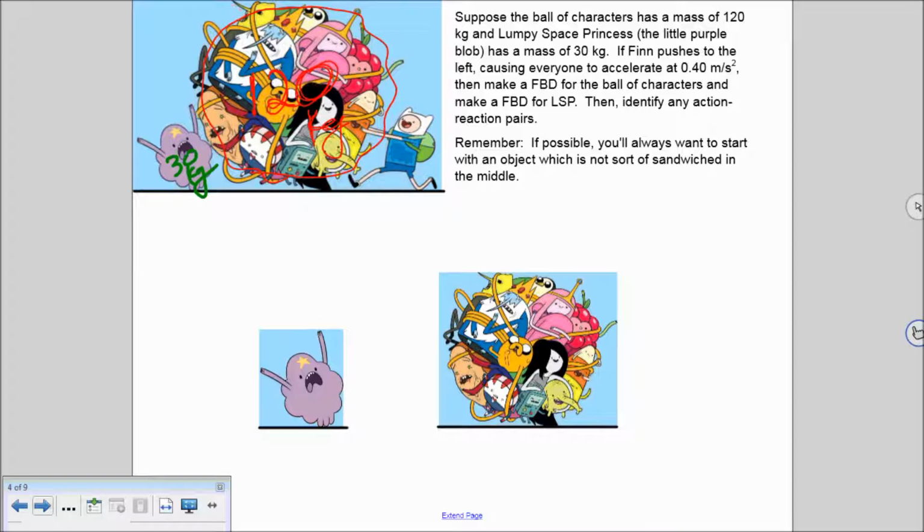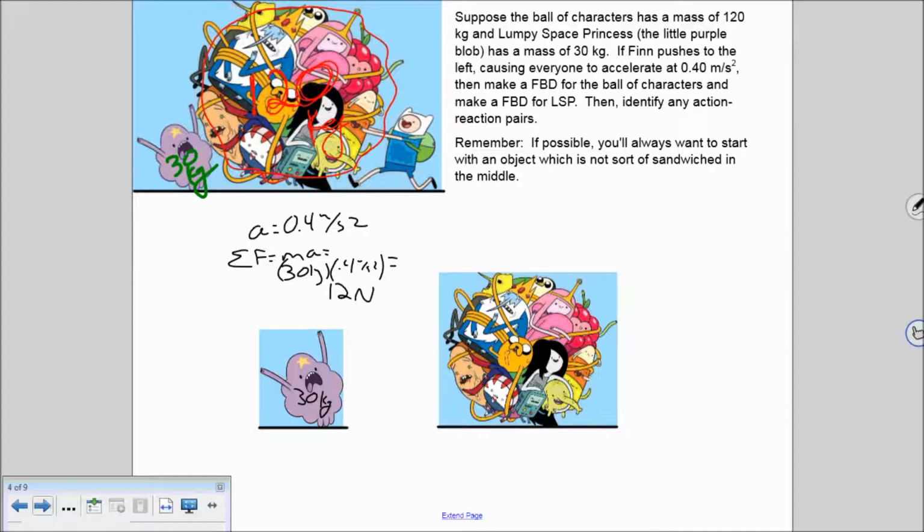If we look over here at Lumpy Space Princess, here's what we know. She has an acceleration of 0.4 meters per second squared and a mass of 30 kilograms. Since I know my acceleration, I'm going to find my net force, just like last chapter. So I'm going to do 30 kilograms times 0.4 meters per second squared. It's going to give me 12 newtons.